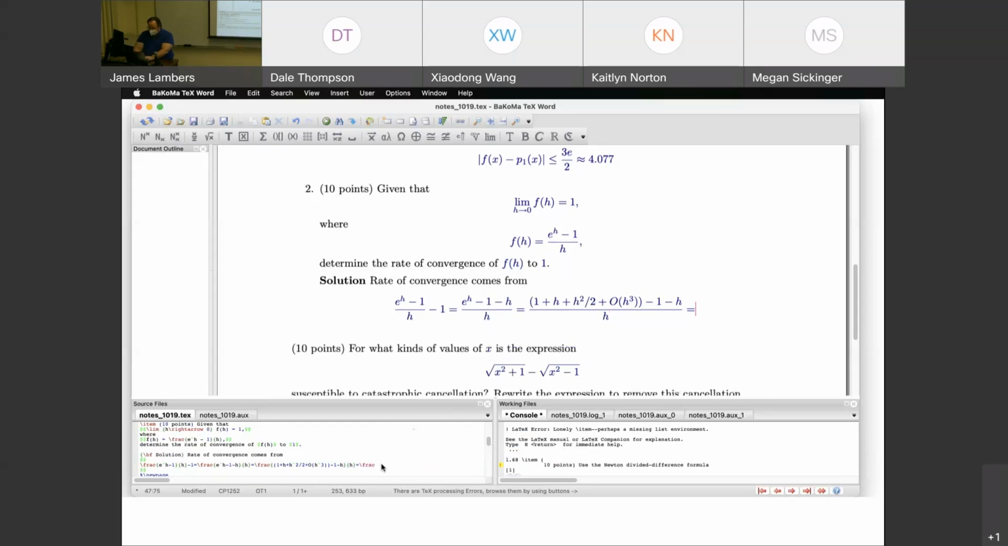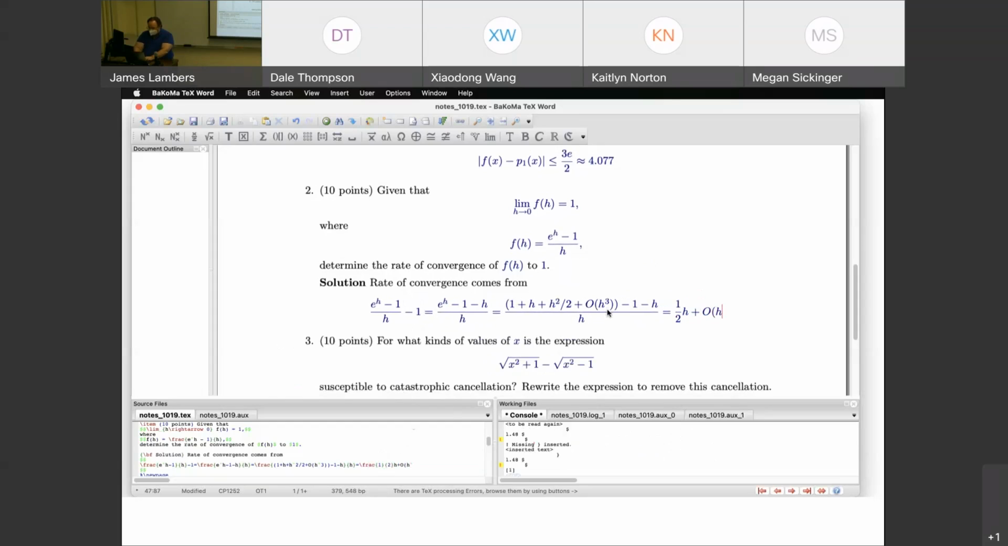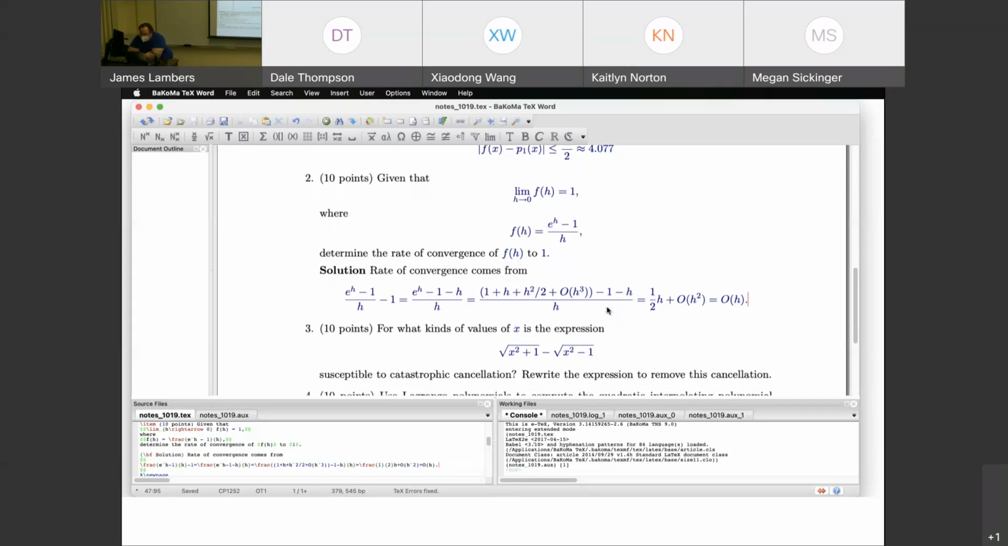So what you get is 1/2 h plus something that is order h squared. Now, h is going to 0, so it's the smallest power of h that determines the rate of convergence. So it's this order h in this case. Questions on this one?